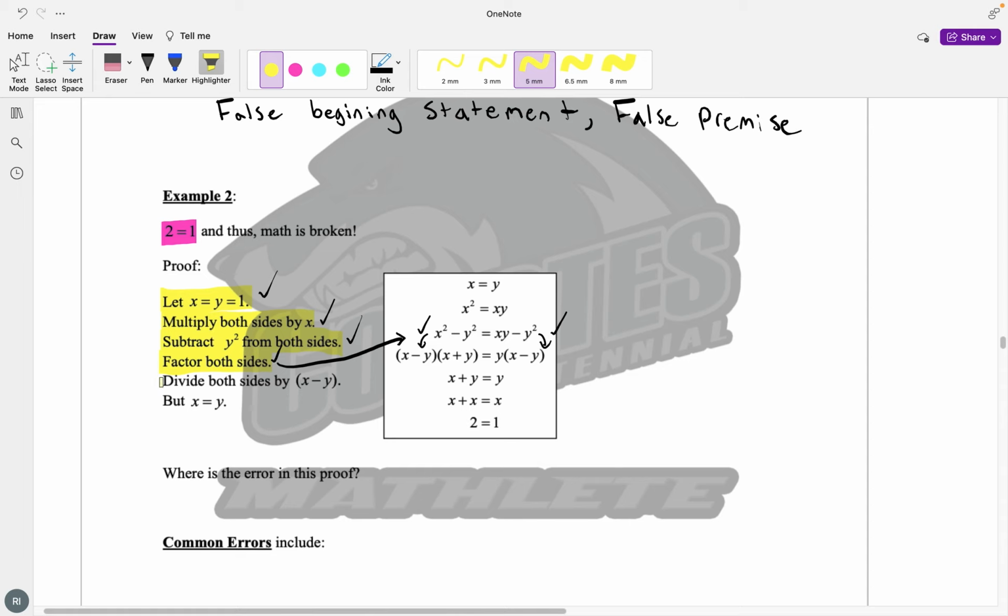Step 5 is where the error occurs. Before I explain why, take 30 seconds and silently think to yourself about why, really clearly, dividing both sides by x minus y is the error.